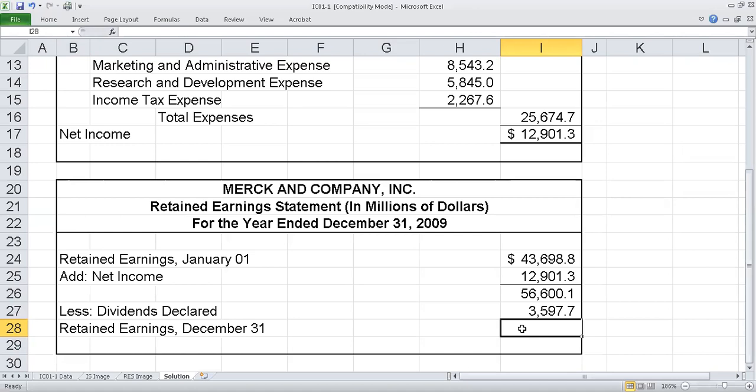Why do we put January 1 and December 31? Just to help differentiate between the beginning retained earnings and the ending retained earnings. I suppose if you wanted to, you could say retained earnings beginning and retained earnings ending. That would probably be equally acceptable. Just to differentiate between the retained earnings at the beginning of the period and the retained earnings at the end of the period.